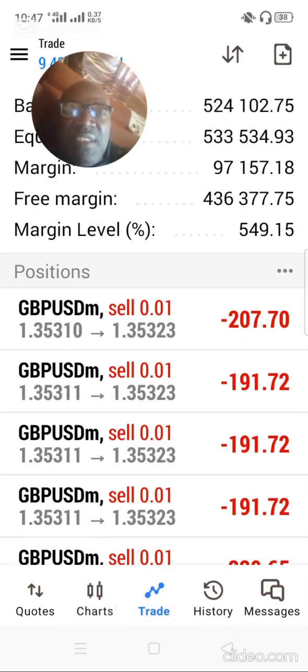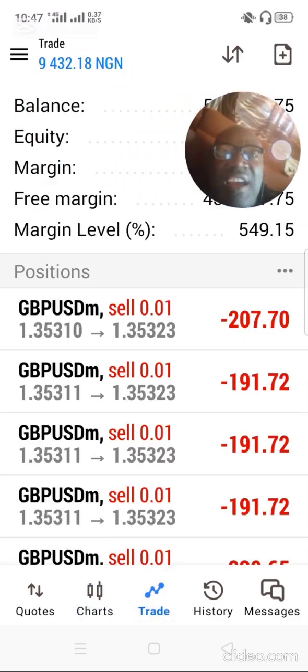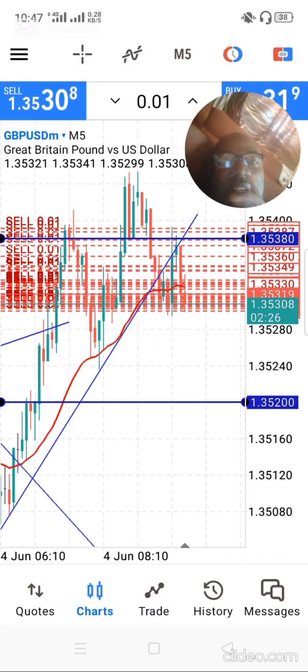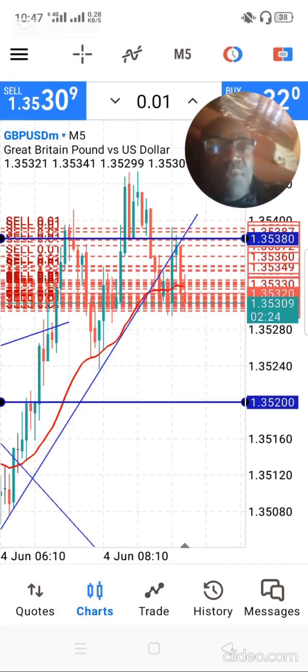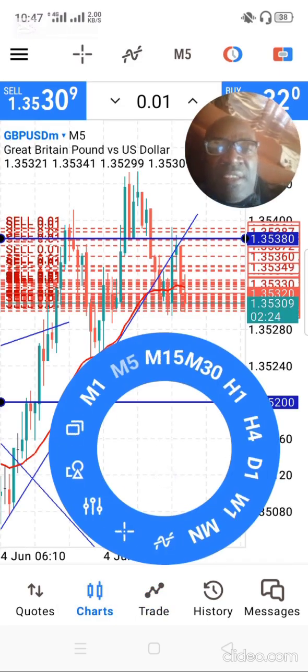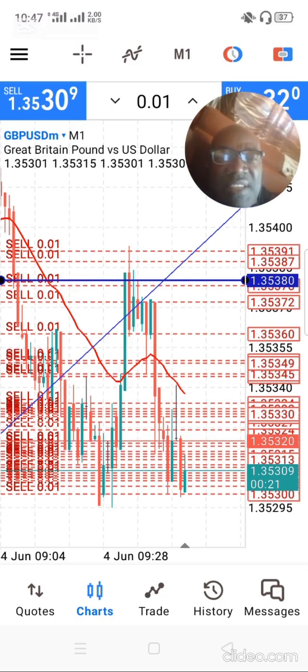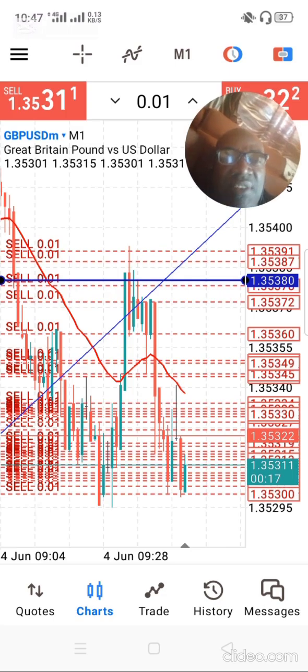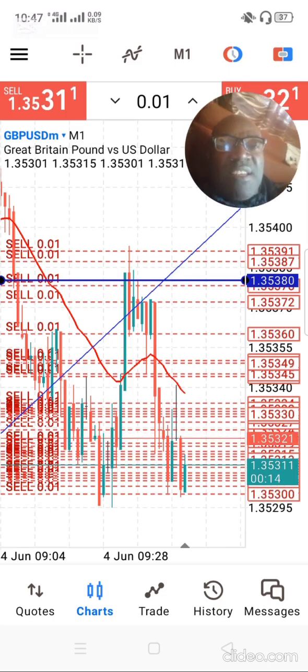Let me see. All right, I'm already in profit. My profit has started increasing, but this is not what I expect to get out of the trade. Already the trade is in profit. Let me use 1 minute to zoom in. You can see the trade is right here. It's down there. We'll come back when it's in take profit.